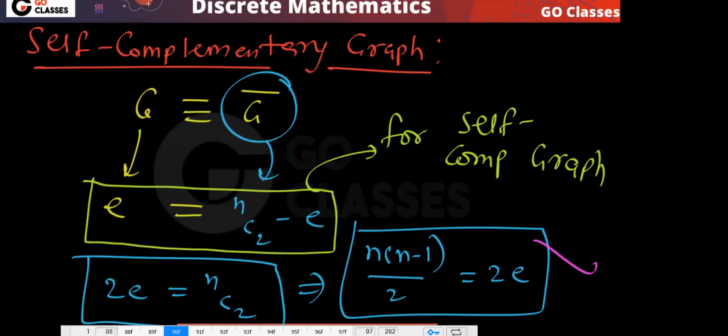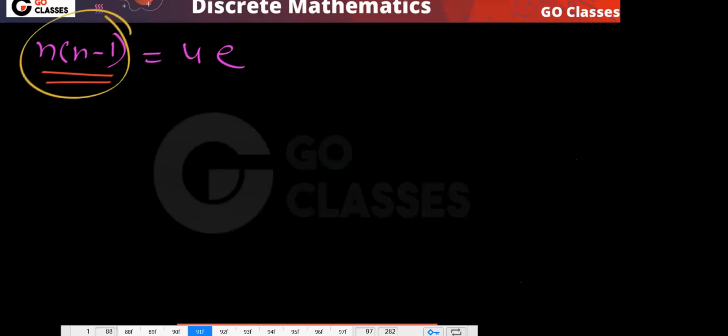Now, one interesting thing you can notice here. See, N into N minus 1 is equal to 4 into E. Are they co-prime? Please tell me. Yes, they are co-prime. So I can say that this number is a multiple of 4. Correct? Yes or no? This number is a multiple of 4.